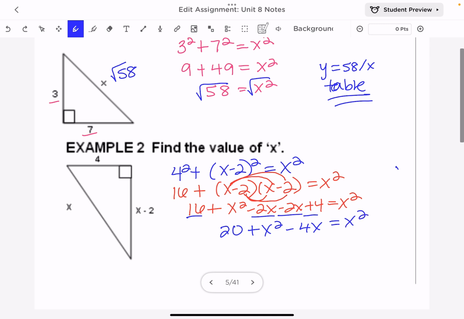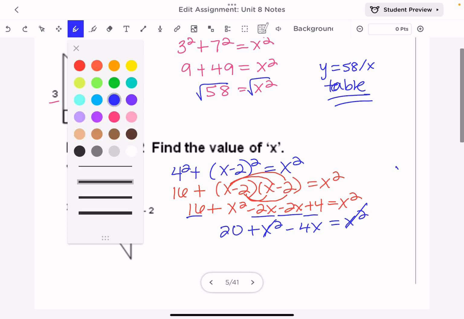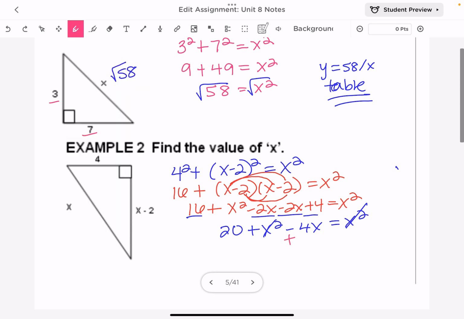At first glance, you think that you're going to have to factor this, but we're actually not going to have to, because when we have that x squared on both sides, they're going to cancel each other out. Okay, but notice we don't have anything on that right side anymore, so I'm going to add the 4x over. So I have 20 equals 4x, and then divide by 4, so x is 5. Okay, so definitely a little bit longer one, but it's definitely something that I could give you.